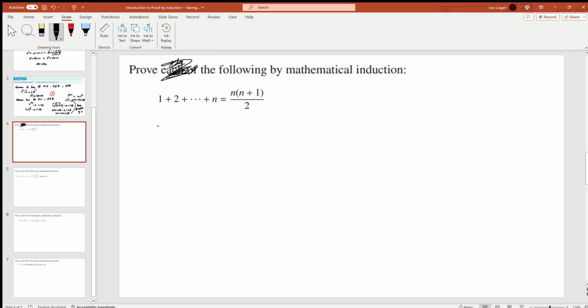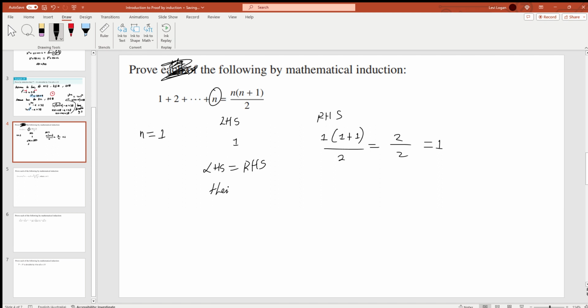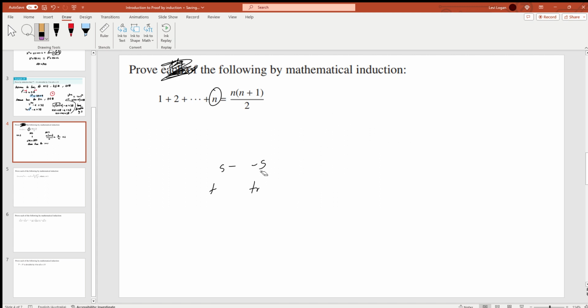So, step 1, n equals 1. Left hand side is just going to be 1 because that's all we would have. Right hand side, we'd have 1 times (1 plus 1) all over 2, which gives me 2 divided by 2, which is 1. So therefore left hand side equals right hand side, hence true for n equals 1. And that's it for the first bit. Alright, I'm going to rub this out because we've got to do the next step, and we don't have enough room for that on this PowerPoint.